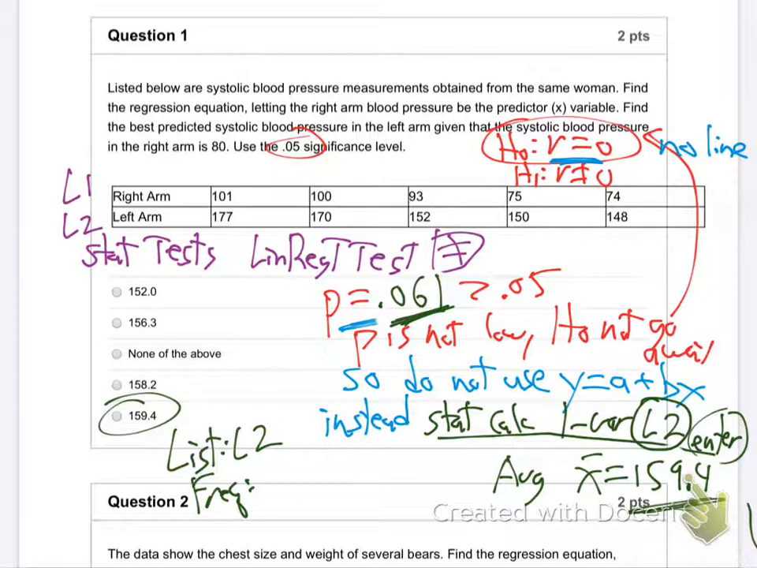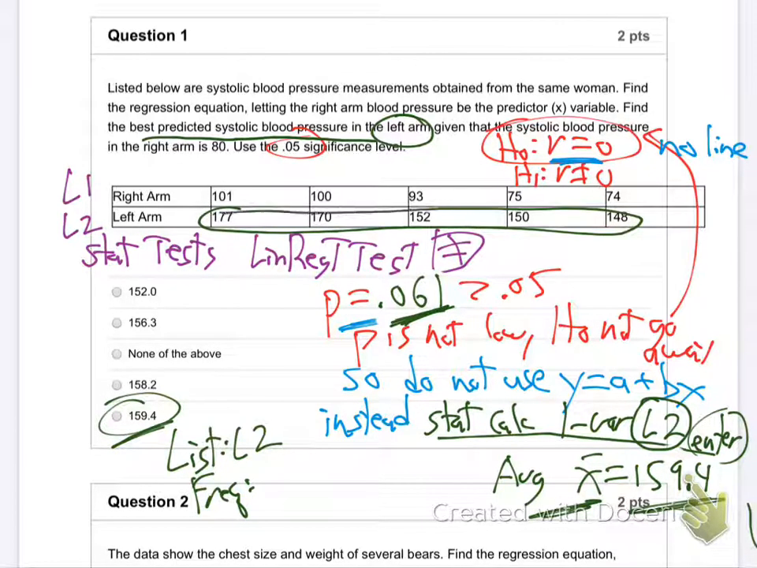So then what did we do instead? We just said, well, you want to know an estimate? See what they're wanting? They're saying, find the best predicted systolic blood pressure in the left arm. Well, if there's no linear connection between the left arm and the right arm, how can we give them the best prediction for the left arm? We just take the average of the left arm values. That's all this 159.4 is. It's the average value of all these left arm values. That's what we told the calculator to do.